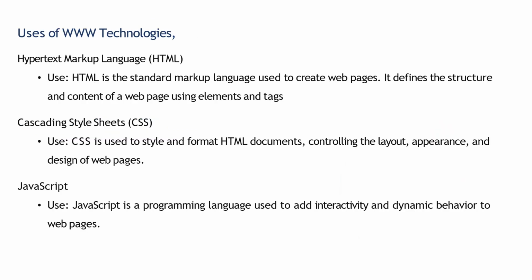Uses of WWW technologies. Hypertext markup language is the standard markup language used to create web pages. It defines the structure and contents of a web page using elements and tags. Cascading style sheets is used to style and format HTML documents, controlling the layout, appearance, and design of the web pages. JavaScript is a programming language used to add interactive and dynamic behavior to web pages.